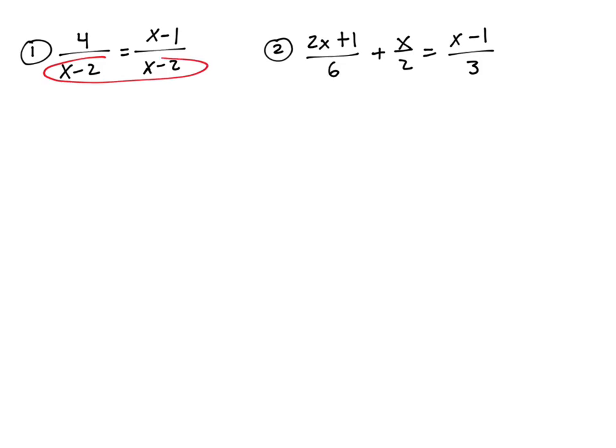Our denominators here are the same. So ideally, we don't have to multiply by anything. We can just ignore them for now. So 4 equals x minus 1. To solve this, we would add 1. And then in this case, x equals 5.